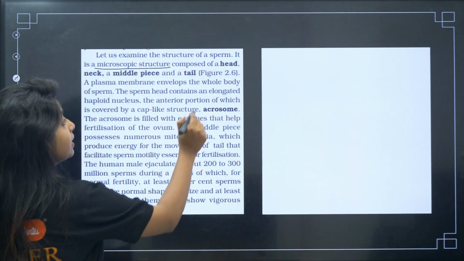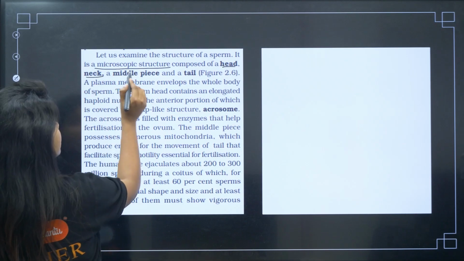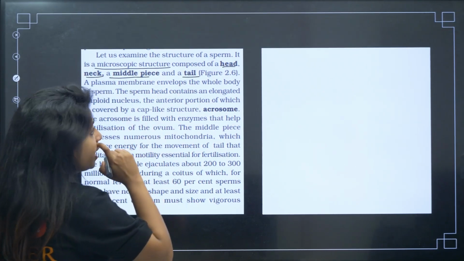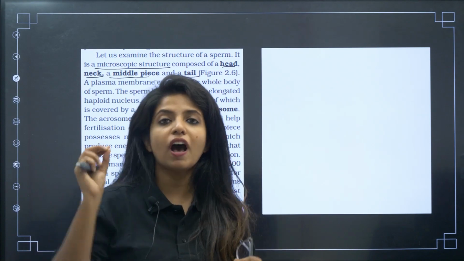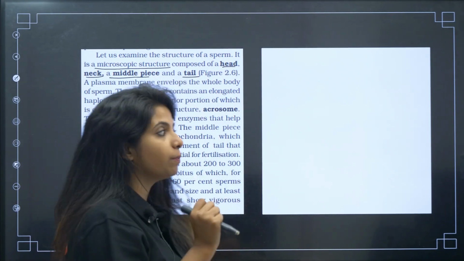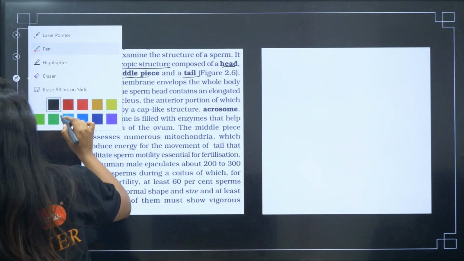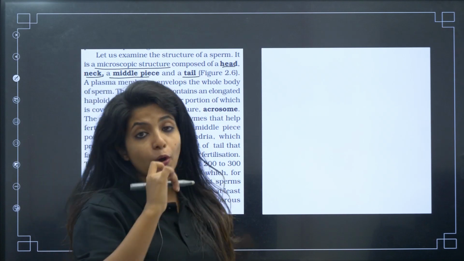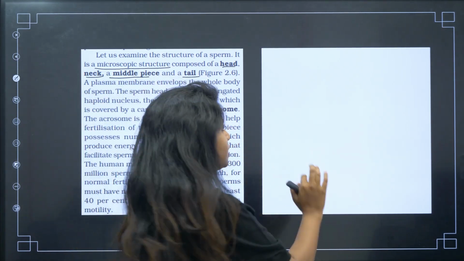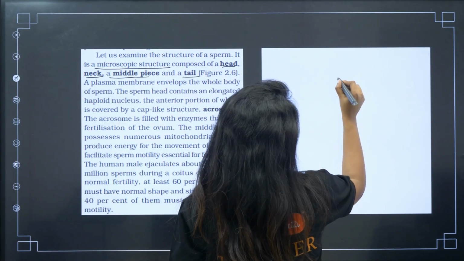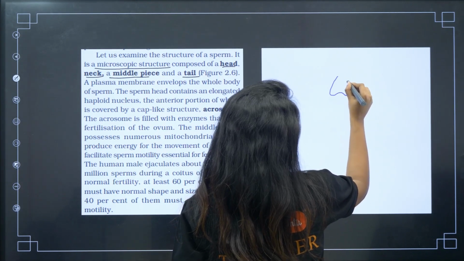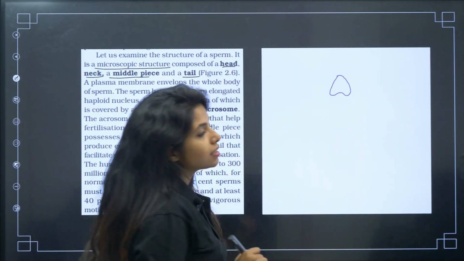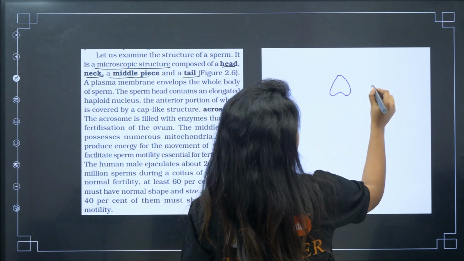Now, what all parts are there? There is head region, there is neck region, middle piece and tail. And what all do these regions have in particular? If you are asked to draw the diagram of sperm, you should be able to draw, right? So, for that, I will help you. First thing we need to draw is what? The head region. Concentrate on the head region. Over here, in the head region, you have something like this. What is this something? It is known as the nucleus.